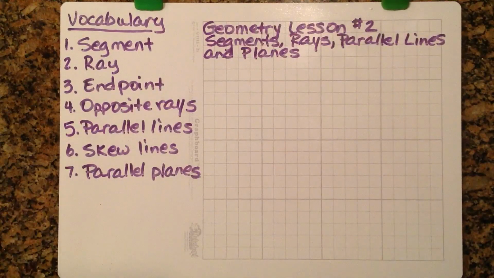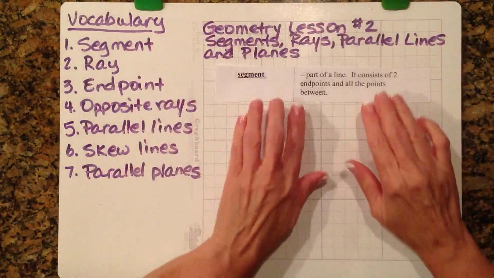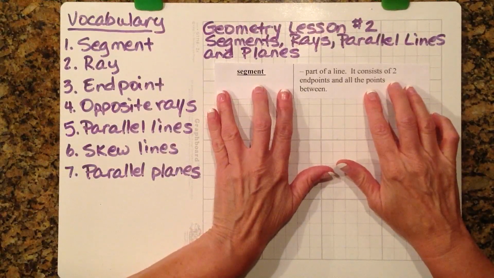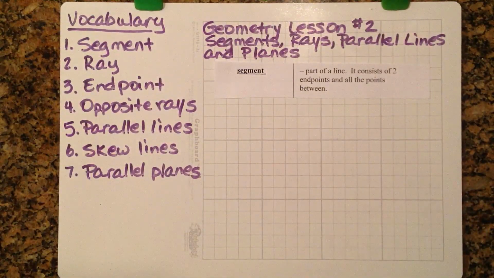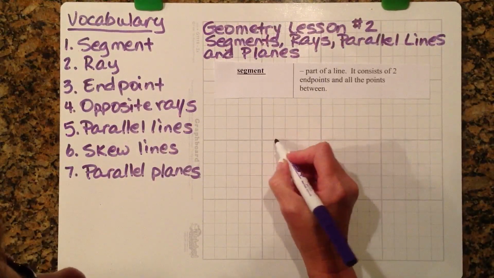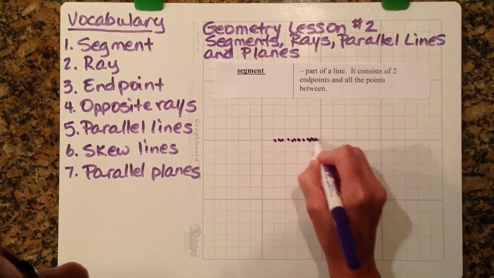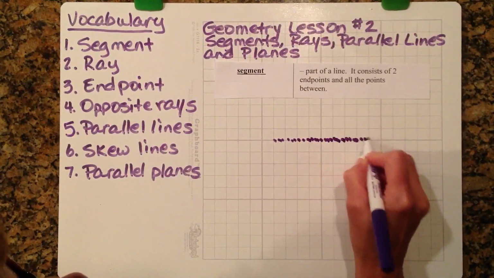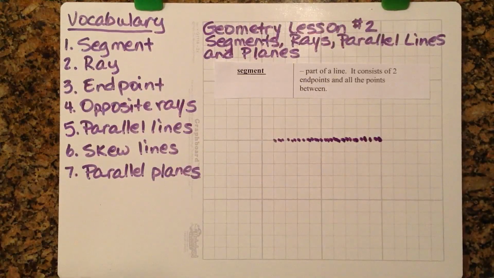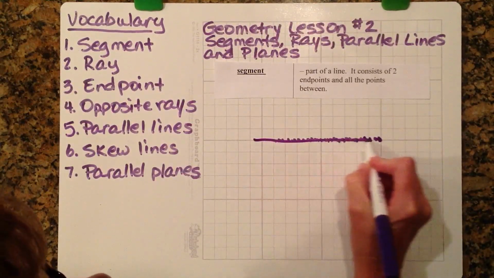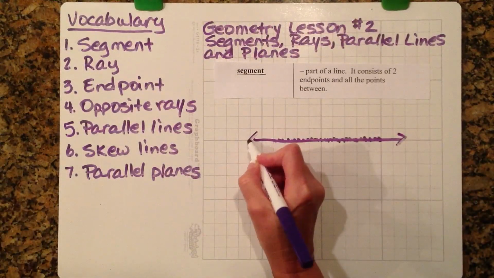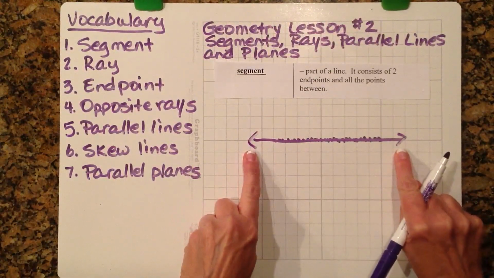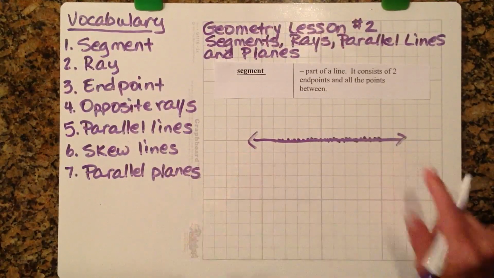Well, let's start off with our first vocabulary word, and I've already got this written down, and it is segment. Segment is a part of a line. It consists of two endpoints and all the points in between. Remember in lesson 1, we did a line. And a line is just a ton of dots all lined up together. And when you draw a line, you have to put your symbols here, and that means it goes on forever.